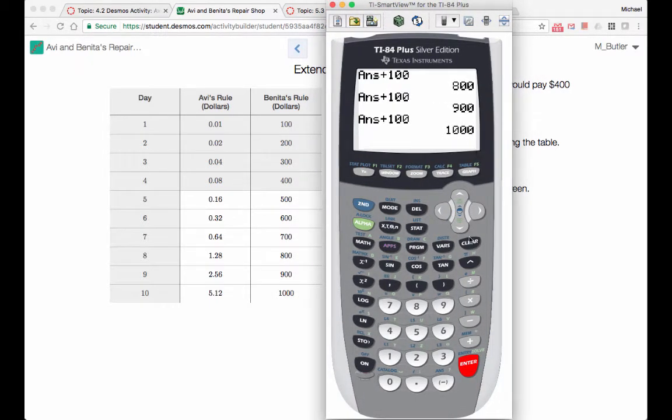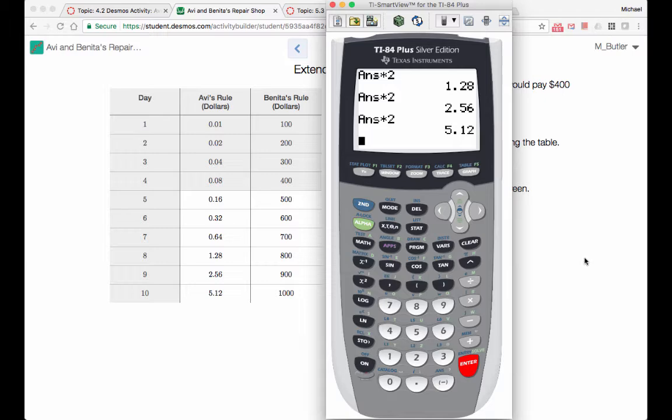So what about Avi's rule? In Avi's rule, we're doubling each day. So we're going to take the initial amount that Avi paid us, a penny, and hit enter. When we did that, that replaced what was in ans with a penny. So the variable stored in ans now is a penny. What I want to do is take the answer and double that. I want to multiply it by 2. And we now get 2 cents, and then 4 cents, and then 8 cents, and then 16, 32, 64, $1.28, $2.56, and $5.12.